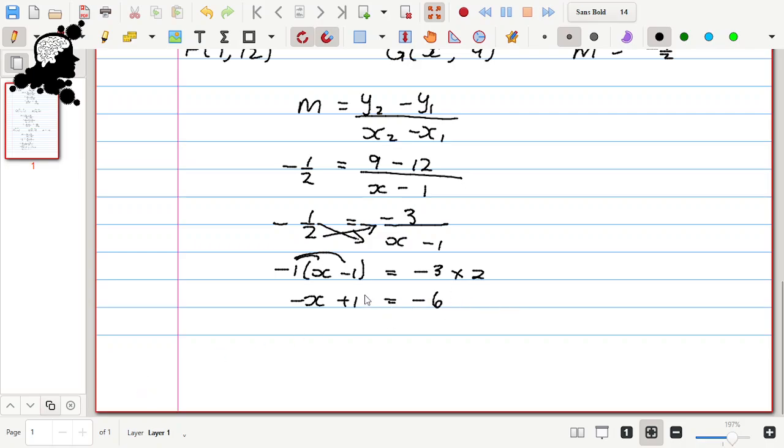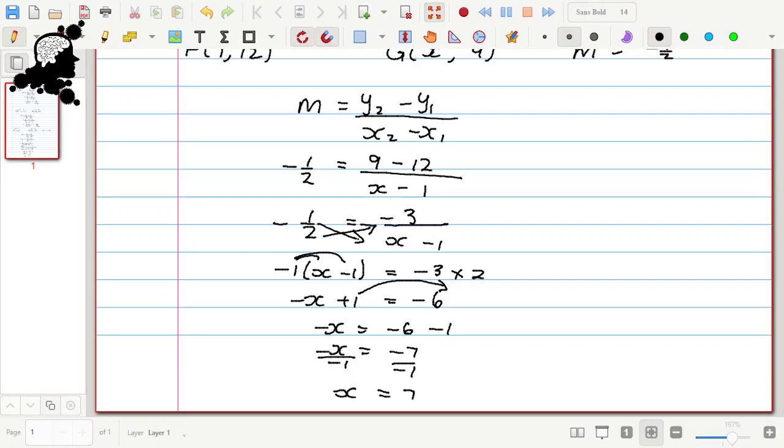Now we can solve for x by taking the 1 over to the other side. Negative x is equal to negative 6 minus 1. You get negative x is equal to negative 7. We can divide this by negative 1 to solve for x, and we get x is equal to 7. Brilliant. Life is great. Let's look at our next question.